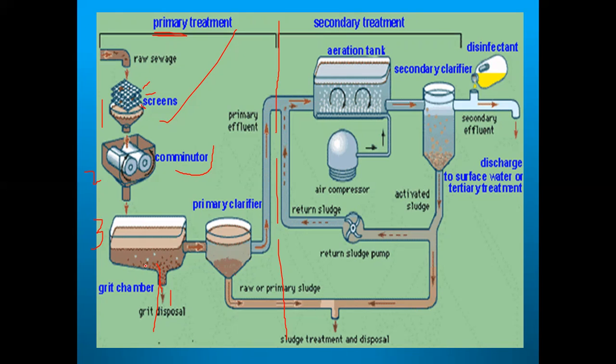In the grit chambers, we have various types of grit chamber processes: the aerated tank process, the horizontal type process, and the axial flow process. So you have seen the various types of grit chamber tanks and how they treat the wastewater.